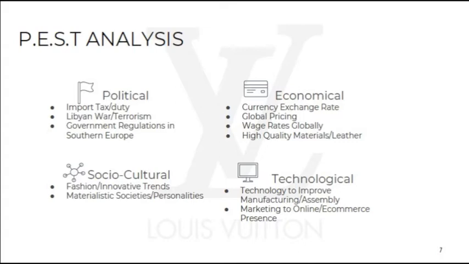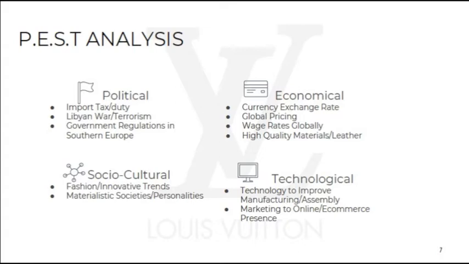So moving on to our PEST analysis, here are some political factors. When operating internationally, import tax and duty is one of the problems that arises. Countries like China are buying items overseas and taking advantage of the price differences. The Libyan war is also a huge political factor because it affects most of Europe, and tourism is a key component to this industry, and any acts of terrorism or war will affect a company's profits.